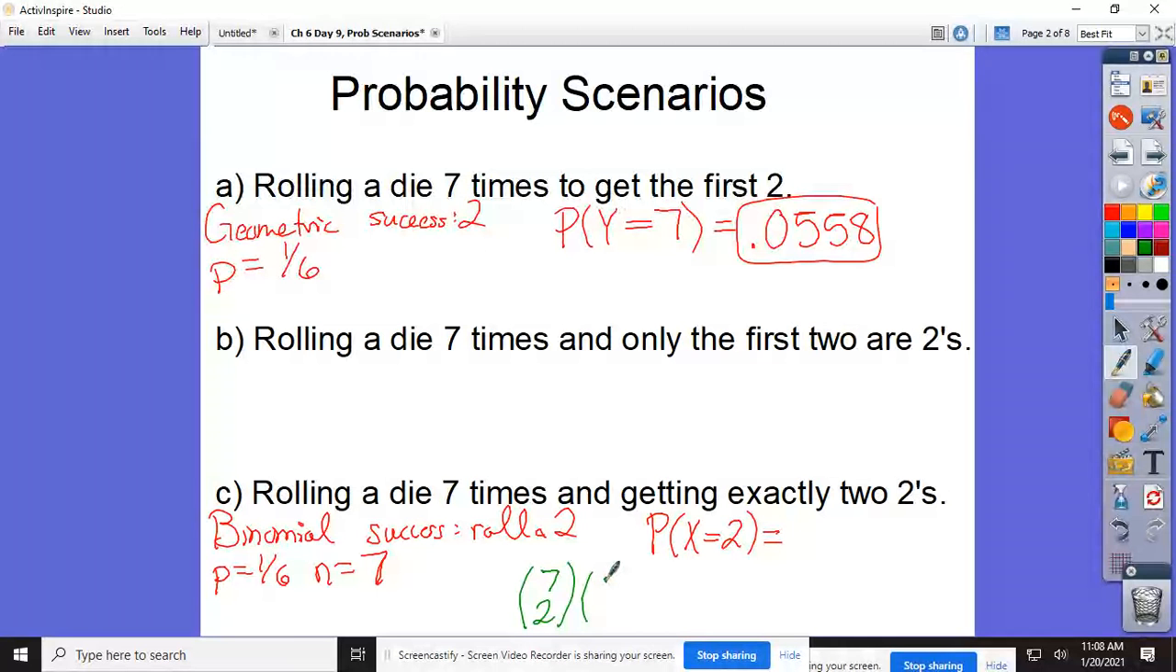Fraction. 1/6. How many of those do I want? What's this fraction going to be? 5/6, because how much is left? How many of those do I want? Because 7 minus 2 equals 5. So you don't have to plug them that way, just going over what the equation is. And you end up getting 0.2344, is that right?